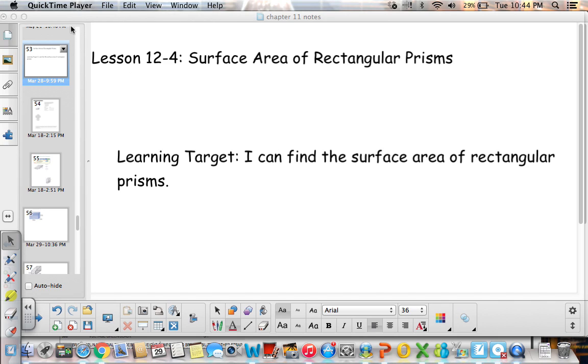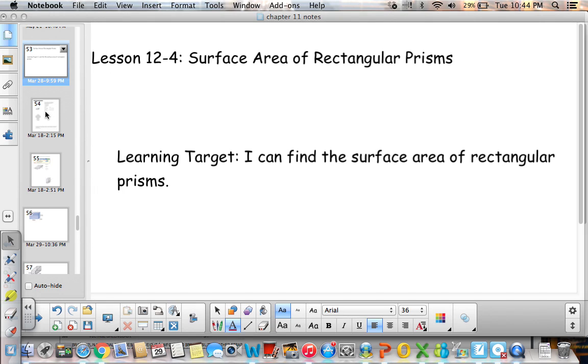Hi, 6th graders. We're on lesson 12.4, which is finding the surface area of rectangular prisms. Our learning target then is finding the surface area of rectangular prisms. So label your paper accordingly.